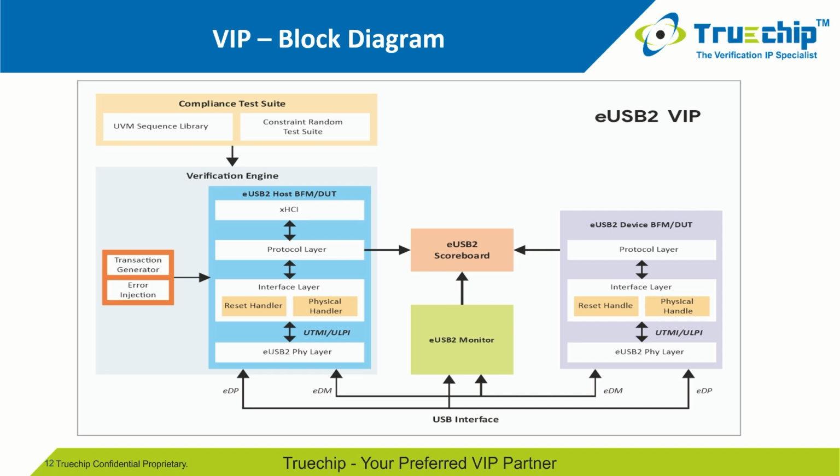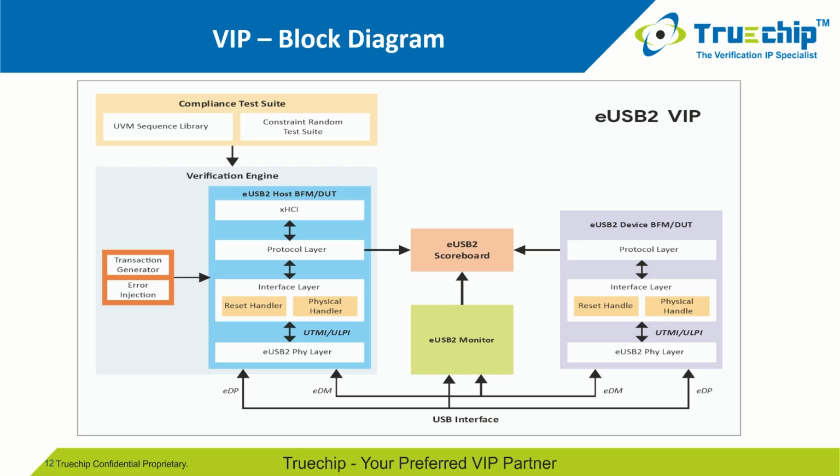The heart of our VIP is the verification engine. It consists of two crucial parts, the eUSB2 host BFM and the eUSB2 device BFM. These act as virtual representations of the host and device in your system. They simulate the communication between them, allowing you to observe and verify the behavior of your eUSB2 design.